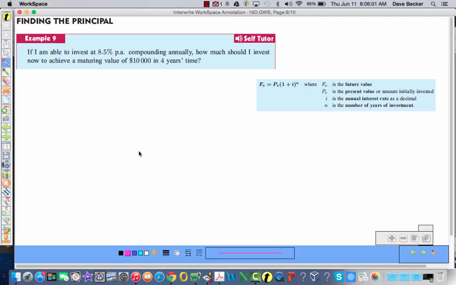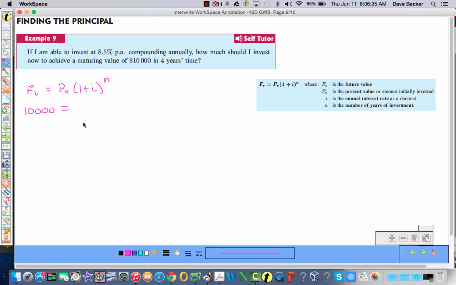Finding the principal, well, it might be that you have a goal. Like here, they want to earn $10,000 in 4 years' time, and if I'm able to invest at 8.5% per annum compounded annually, how much should I invest now to achieve a maturing value of $10,000 in 4 years' time? Okay, so I'll write out the formula. Future value equals present value times 1 plus i to the n. So our future value is 10,000.